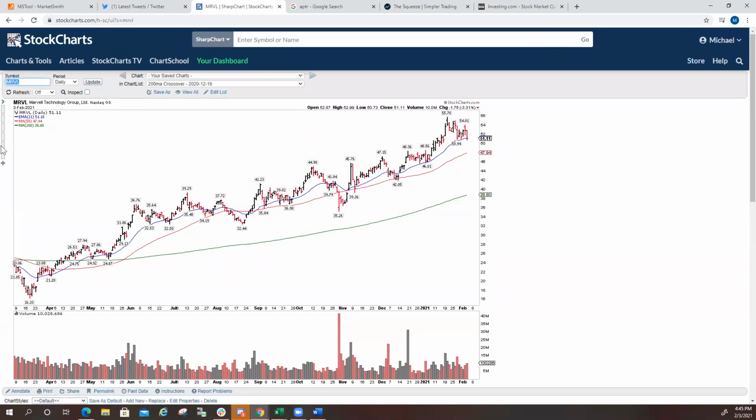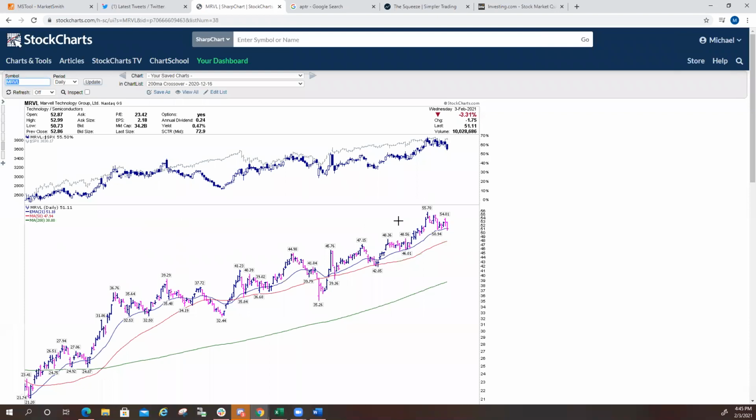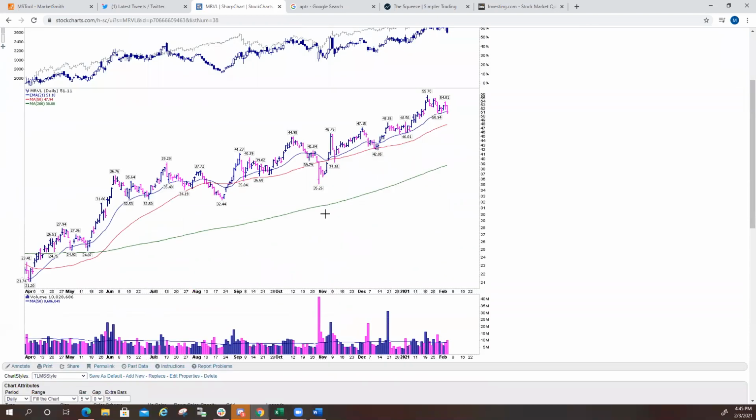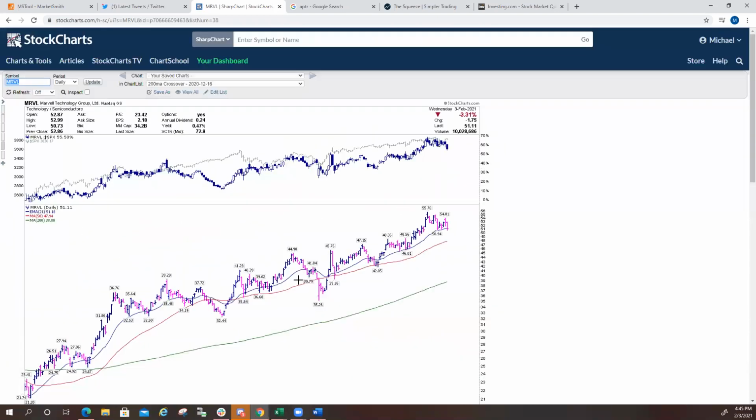Yeah, some distribution happening at the highs, which is normal. Again, just follow your plan if you're swing trading or if you're a longer term trader. If you're a longer term trader and in from over here or in from over here, then you're trailing the 50-day.